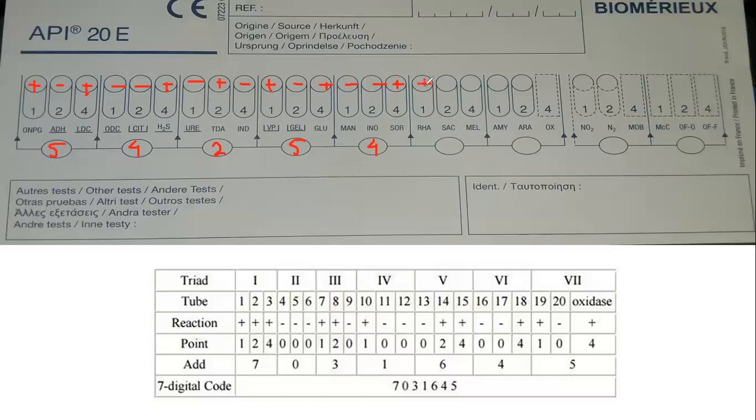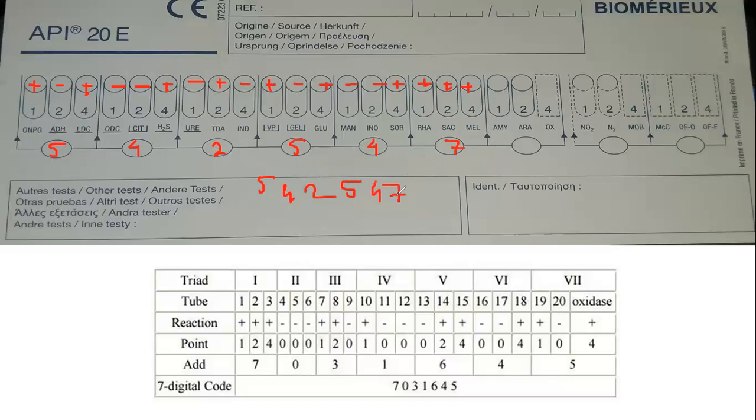For example, if these all are positive, then 1 plus 2 plus 4 is 7, so you will write 7. After that, you get your code. You will just write it: 5, 4, 2, 5, 4, 7. Now this is your code.